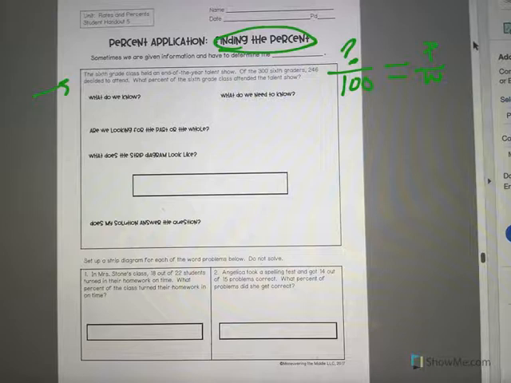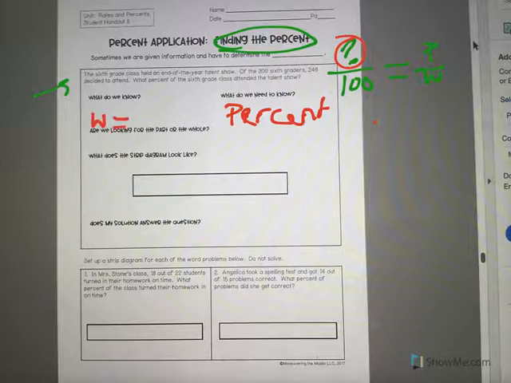Okay, let's start. The 6th grade class held an end-of-year talent show. Of the 300 6th graders, 246 decided to attend. What percent? Here we go. We don't know the percent. So what do we need to know? Percent. What percent of the 6th grade class attended? Well, what do we know? Do we know the whole or the total? Of course we do. The whole of 6th grade is 300. And what's the part of 6th grade? That's supposed to be a P. So it's only 246. So that's the part of 6th grade.